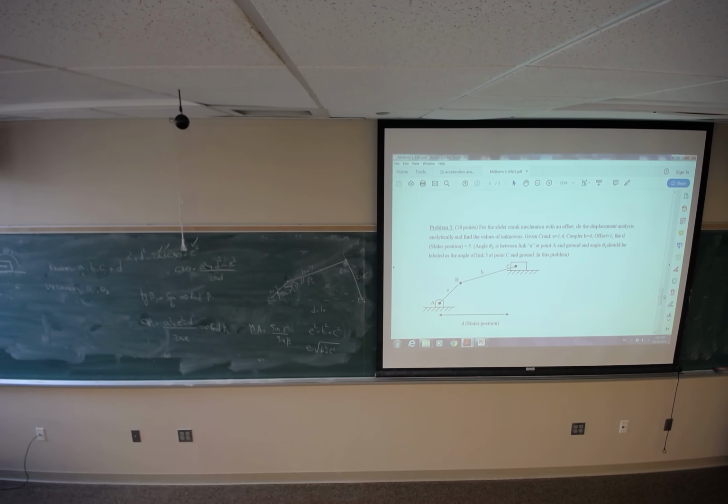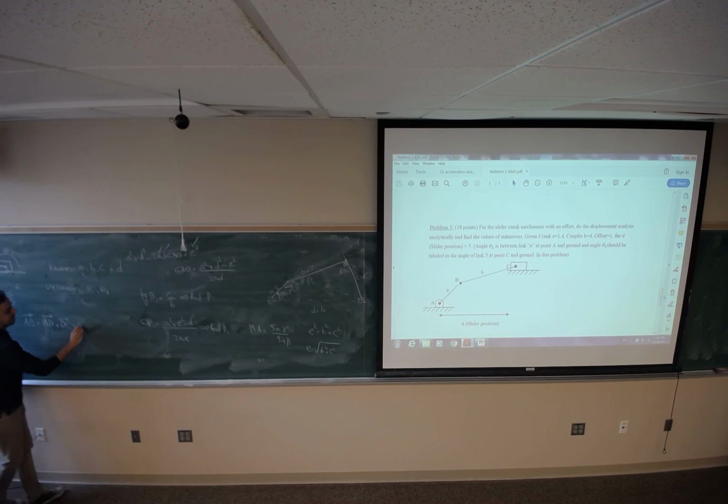The approach would be the same. You write the vector loop equation. This is one vector, this is one vector. Point B, point C, point A, and point D. So vector AB, you reach the point with 2 arrows ending. So you stop, put the equality sign and go through the other path. AB equals AD plus DC plus CB.